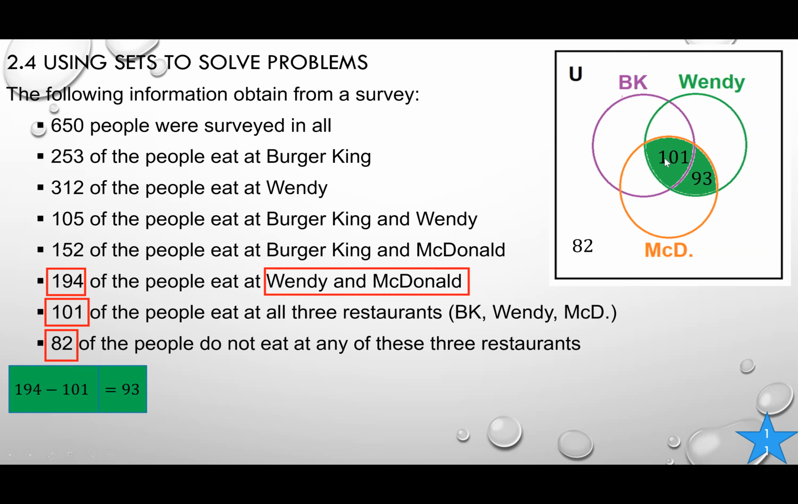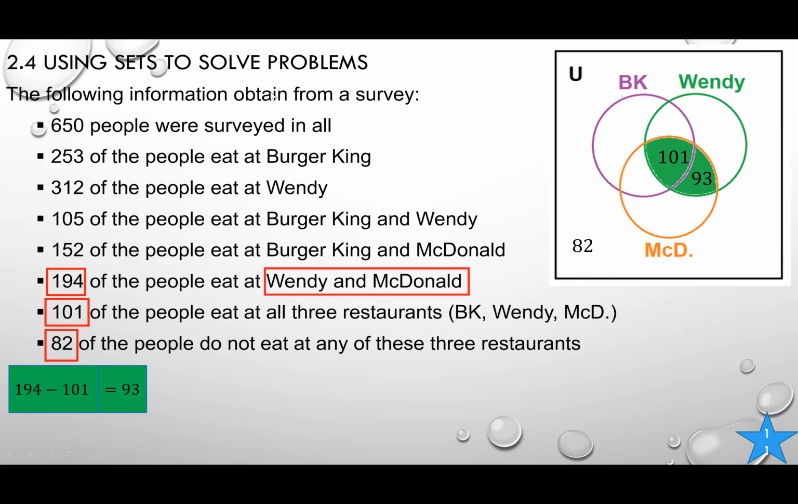So one thing is, if you start in the center, you need to work your way out and subtract them. Don't just go in and list. You have to read what information they give you. The only reason you see 101 is because that's all three, and 82 because it's none of them. And now we're done with the 194.